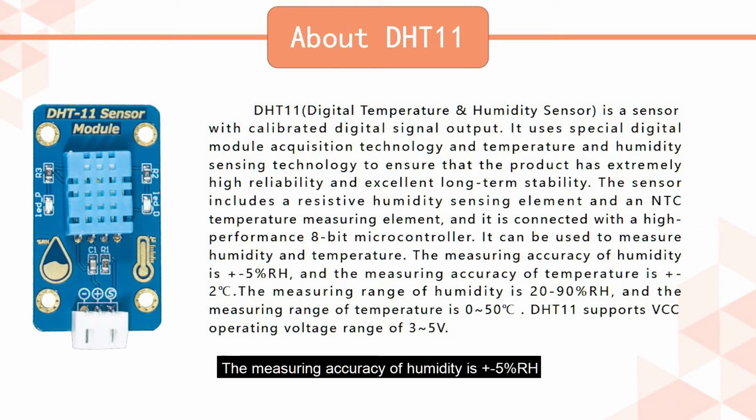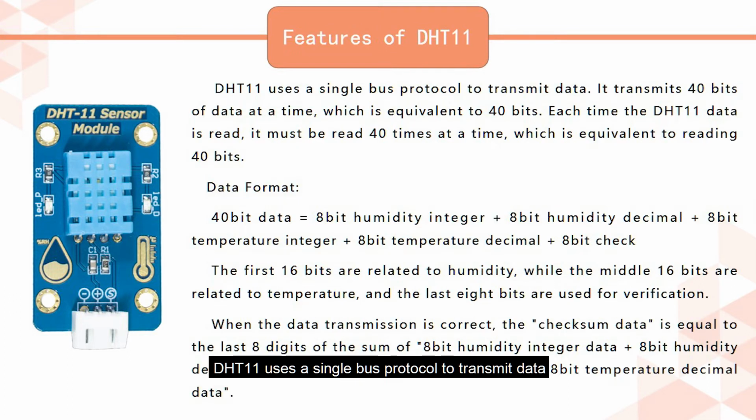The measuring accuracy of humidity is ±5% RH, and the measuring accuracy of temperature is ±2 degrees. The measuring range of humidity is 20 to 90% RH, and the measuring range of temperature is 0 to 50 degrees. DHT-11 supports VCC operating voltage range of 3 to 5 volts.